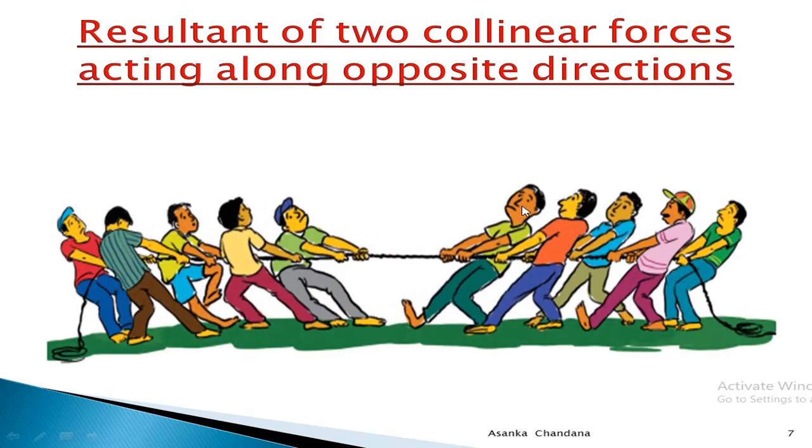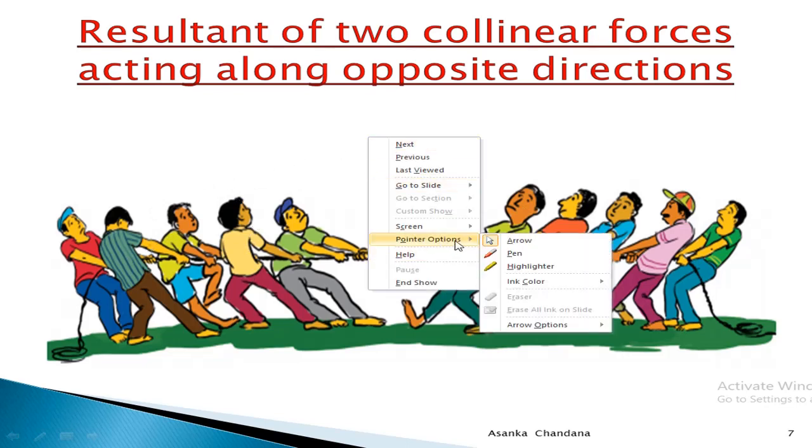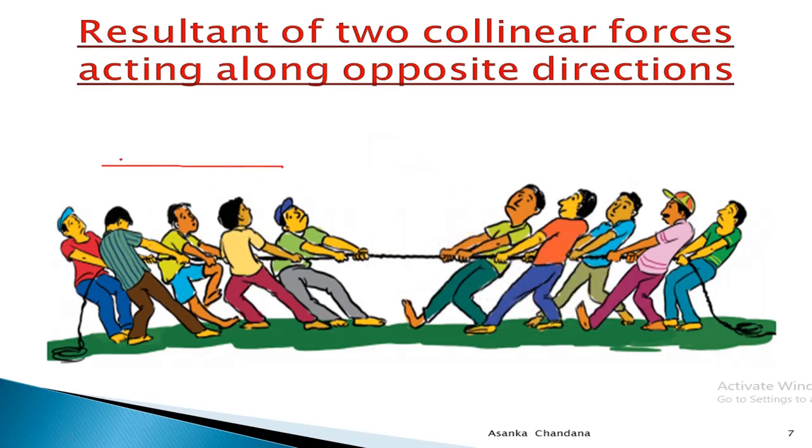Now look at this diagram. These people provide force to this direction, and these people provide force to this one. Now think about these people provide F1 force and these people provide F2 force. Then we have to calculate the resultant force among them. How to find the resultant force?